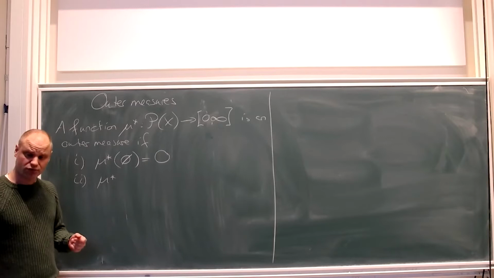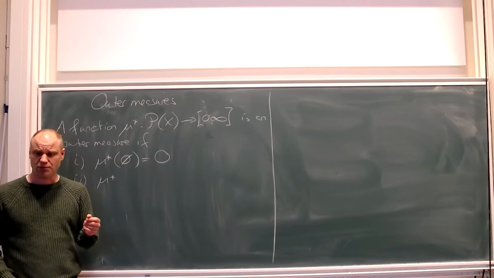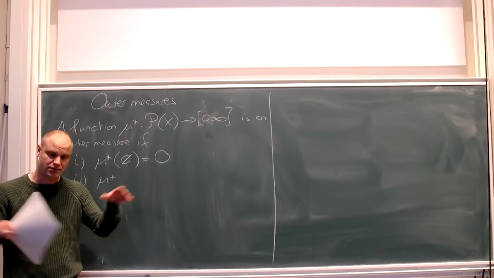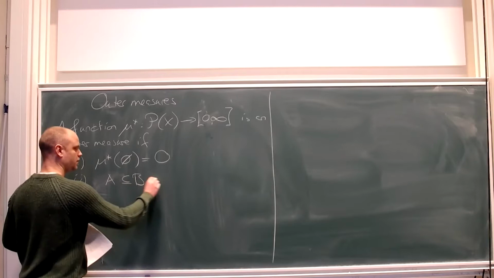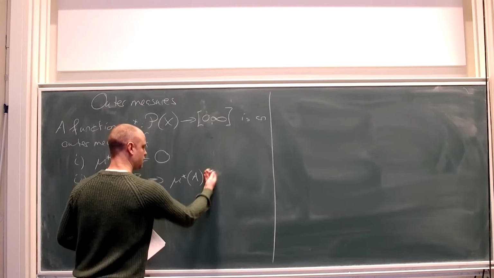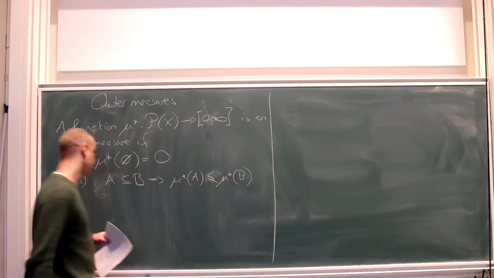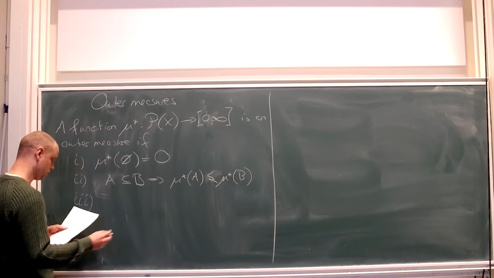At least one thing you can expect from a measure is that if you have a smaller set and a bigger set, in the sense that the first one is included in the latter, then the latter should have a bigger measure. So A subset of B implies that mu star of A is less than or equal to mu star of B. And now something very close to the summation identity, but not exactly.